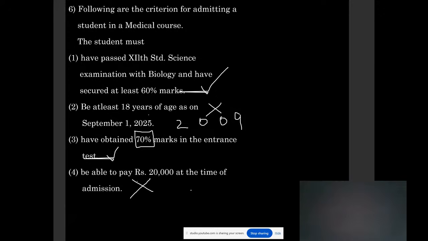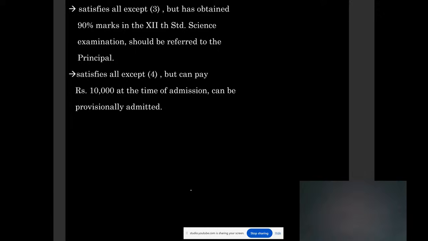From this, it is clear that he is satisfying first and third. He is not satisfying second and fourth. So let us check what the given remedies are for that. Okay, satisfies all except three: he should be referred to the principal. Satisfies all except the fourth one: he can pay 10,000 at the time of admission, and he can be provisionally admitted.